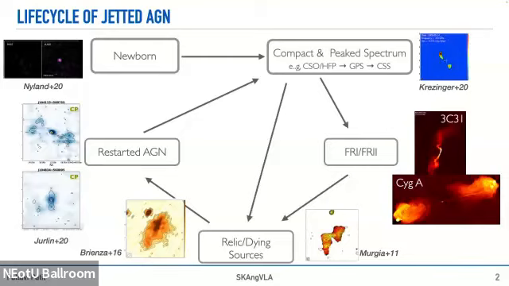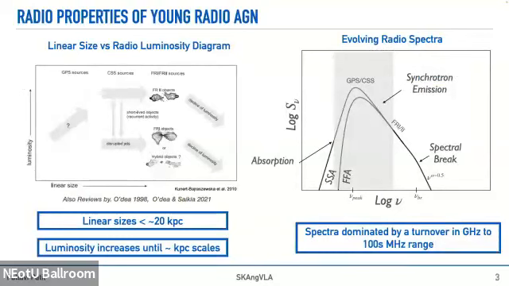So here I'm summarizing them in this plot. On your left is the linear size versus radio luminosity diagram, which is a key diagram. For all of the radio jets, once the jets are produced, the lobes start to expand, and they follow a particular track here. What I mean by young is when the jets are still within the host galaxies, so they have linear sizes of about 20 kiloparsecs or less.